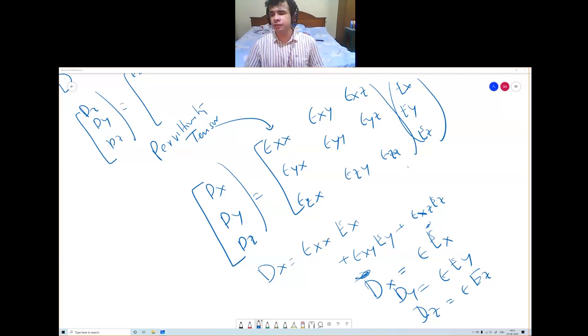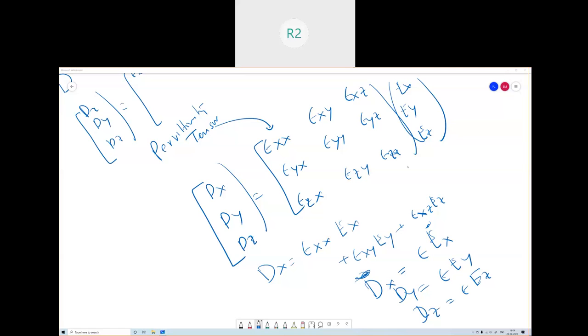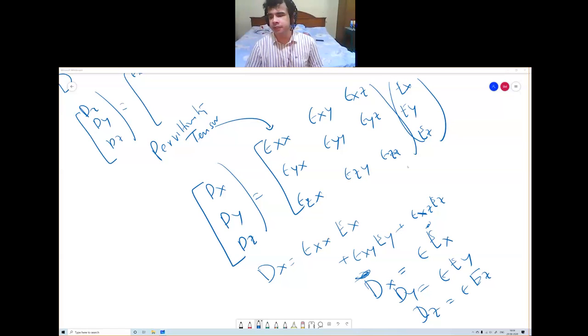Another thing is called non-dispersive. Non-dispersive means these things are independent of frequency. That's it. We will not change it.